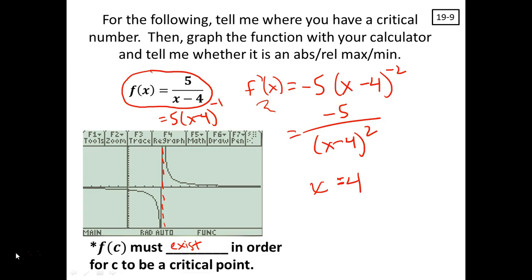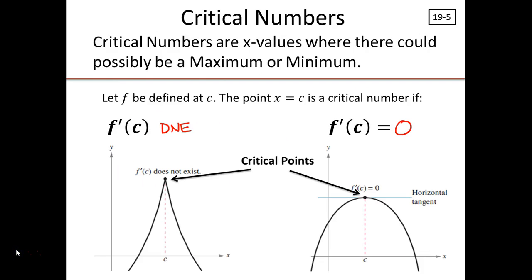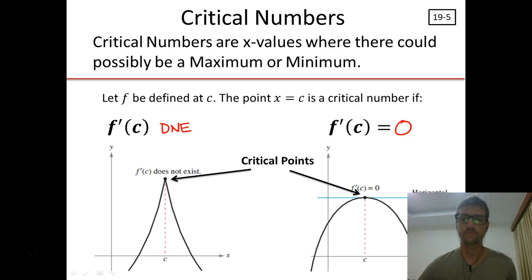and it must be a critical point in order for it to possibly be a relative max or min. All right, so that wraps up this video on critical numbers and absolute and relative maxes and mins.